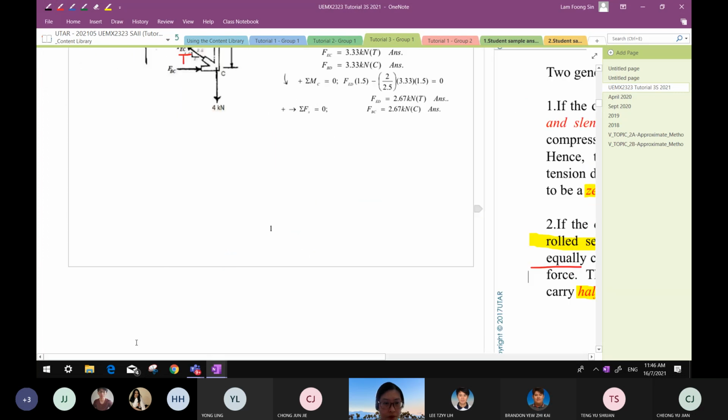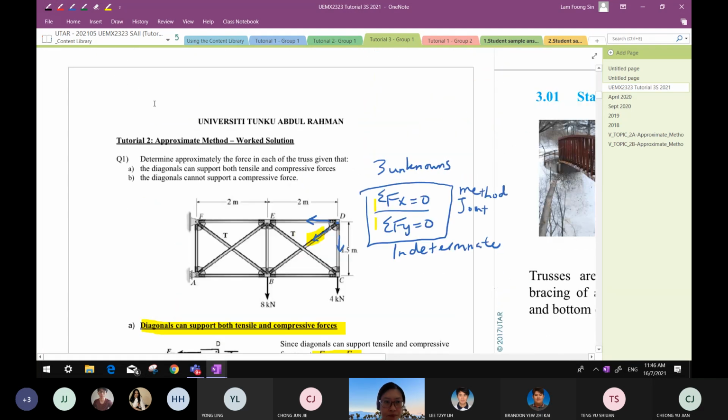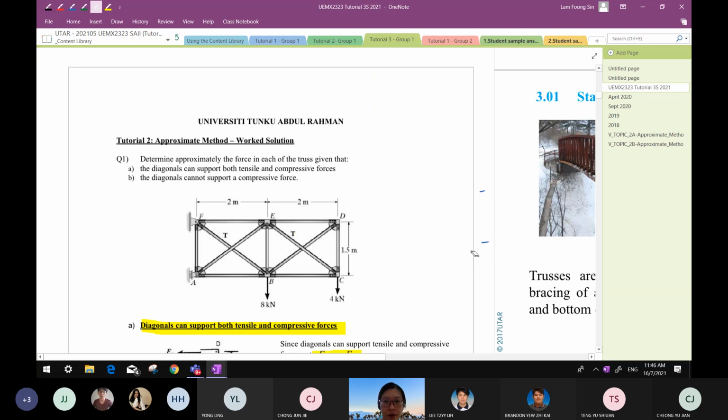All right, okay, so that's what we have done here. Let's determine it. First of all, they can support both tensile and compressive. Then this one will buckle. So we'll do case one and case two and compare the value of the forces. They should come out quite similar because, again, this is just approximate. We're not really going to use it for the actual design.